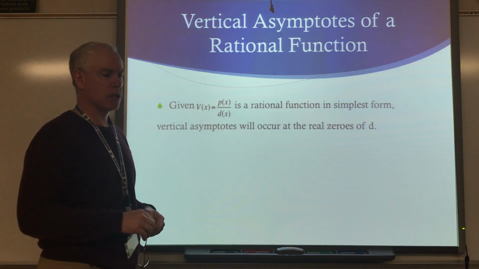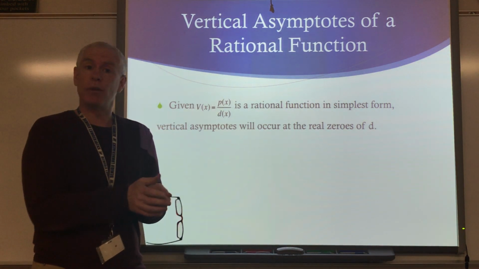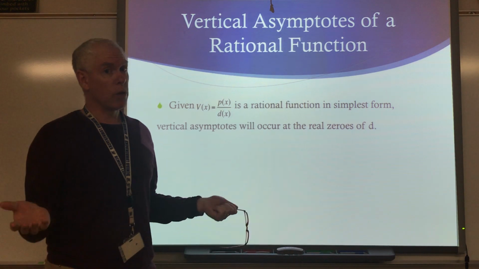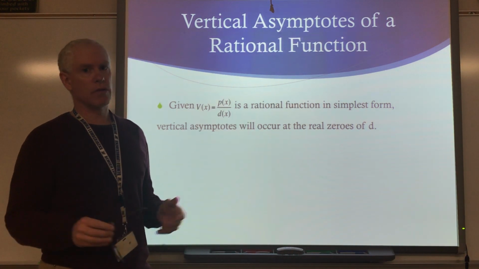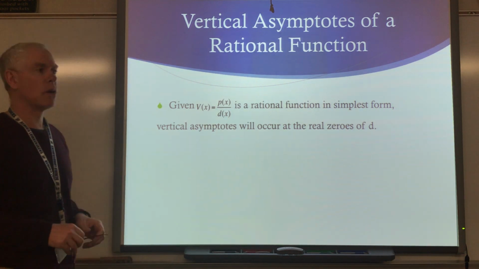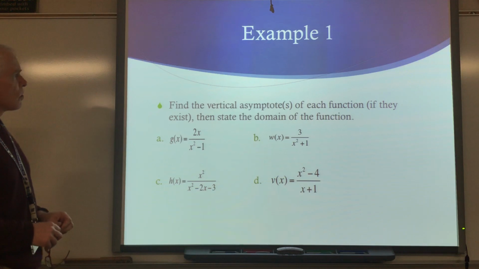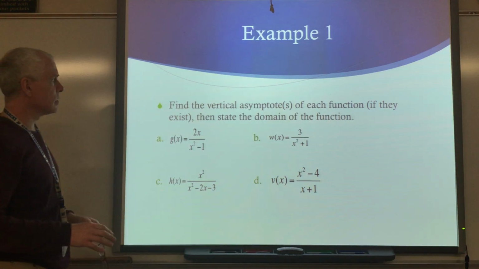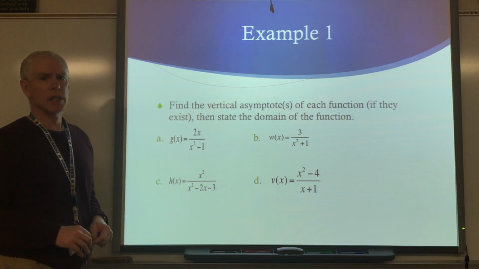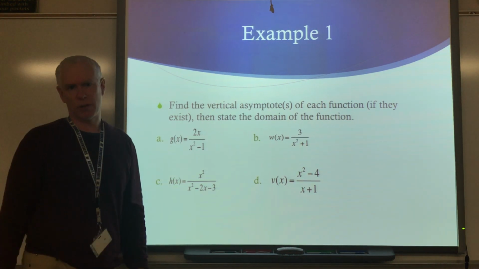Because we have a rational function, we have a denominator. So whenever the denominator equals 0, we know that's undefined. So that's what creates our vertical asymptotes, and that's what this is saying here. So whenever the bottom is 0, we're going to get a vertical asymptote. Find the vertical asymptotes of each function. If they exist, then state the domain of the function. When really the domain is going to be all real numbers except those asymptotes, okay?